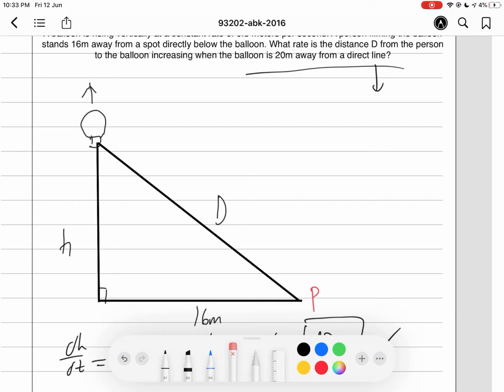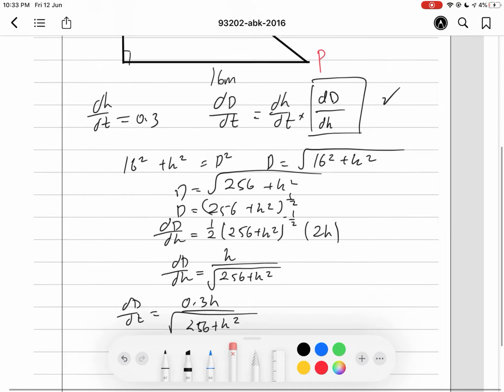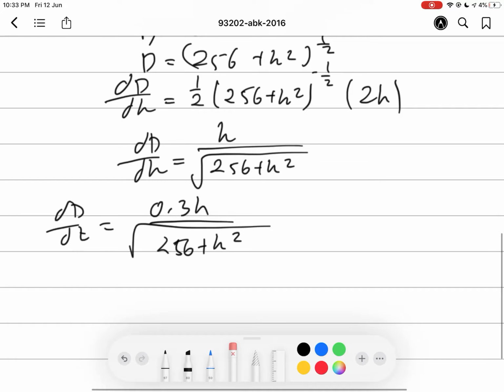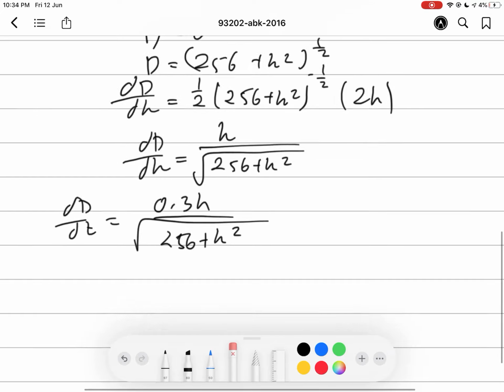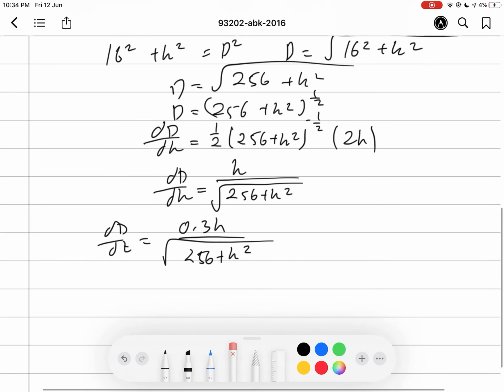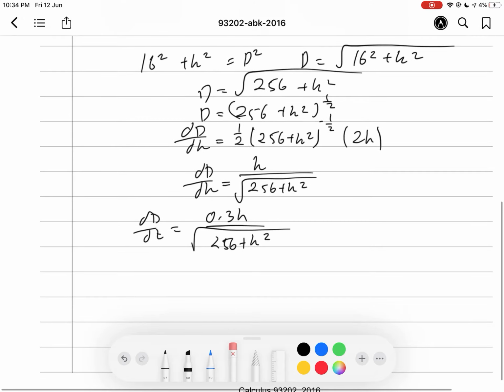But the question is saying that the d value is 20, because when the balloon is 20 meters away from the direct line, that is the distance d. So we're trying to find the rate of change of d when d is 20, okay? Now, in this equation of dd over dt, we have it in terms of h, and we don't have h. So we actually need to find h by using the Pythagoras theorem.